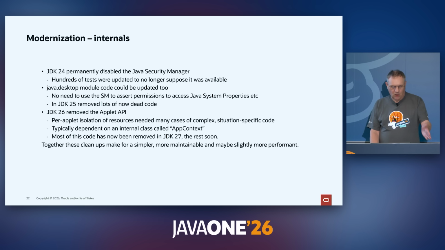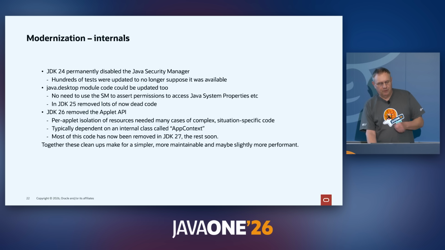People were on that. No problem. Not just within the client or desktop module, but across the JDK, people were very happy to get rid of that. And JDK 26 has removed the applet API. So there's an internal thing called an app context, which is not yet gone, but I am doing my best to get rid of it as quickly as possible.